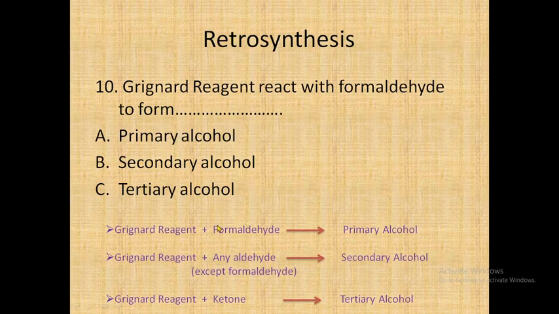But you should know when you get the secondary alcohol. Grignard reagent plus any aldehyde except formaldehyde will give you the secondary alcohol. And if Grignard reagent is treated with a ketone, it will give you the tertiary alcohol. So for this question, Grignard reagent and formaldehyde are given. So obviously option A is the correct answer, that is primary alcohol.